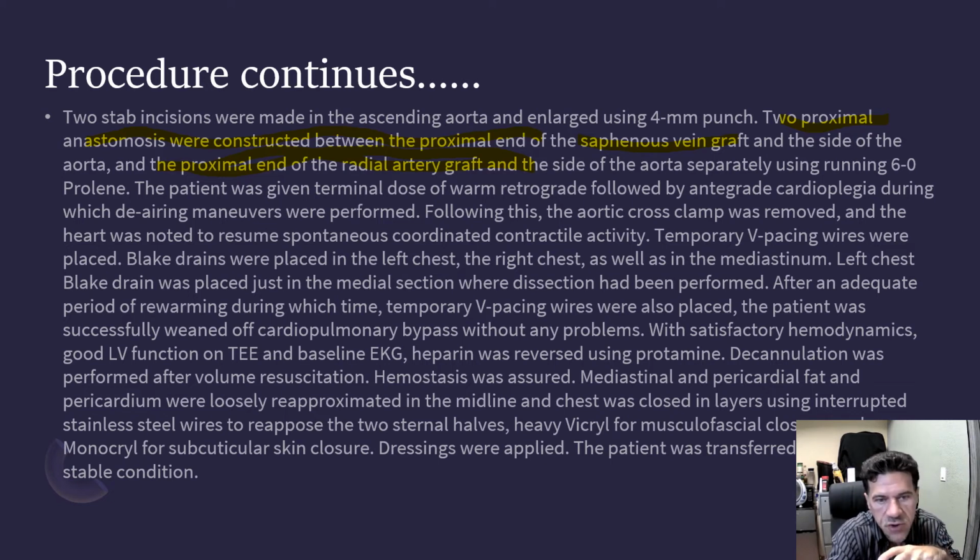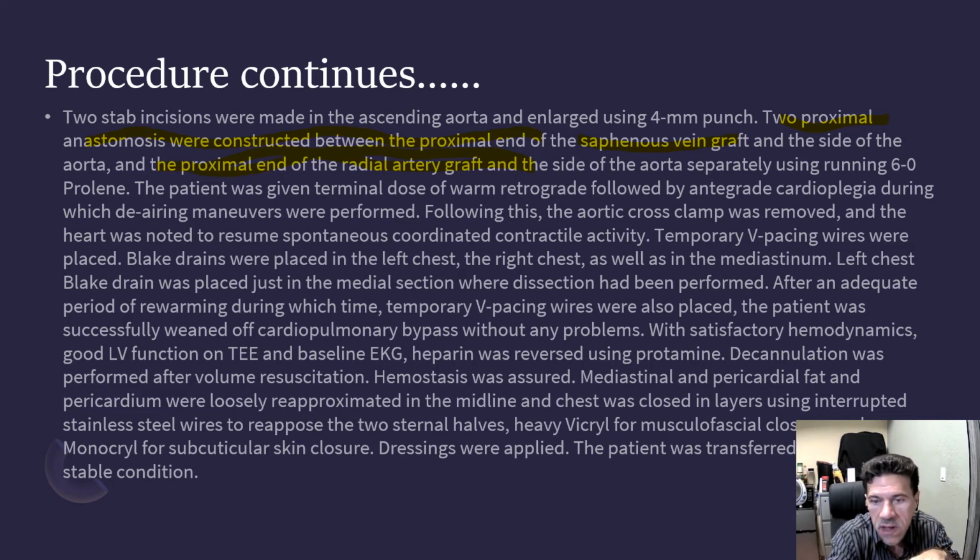They place the drain. After an adequate period of warming, during which time the V pacing wire was placed, they closed the sternum, the sternotomy. The patient was successfully weaned off the cardiopulmonary bypass. Okay, he was weaned off. The weaning period is over here.